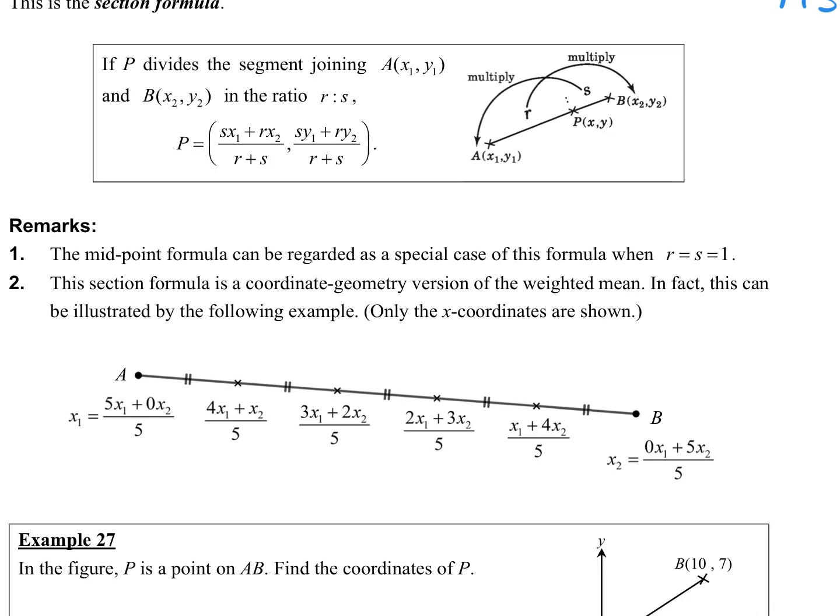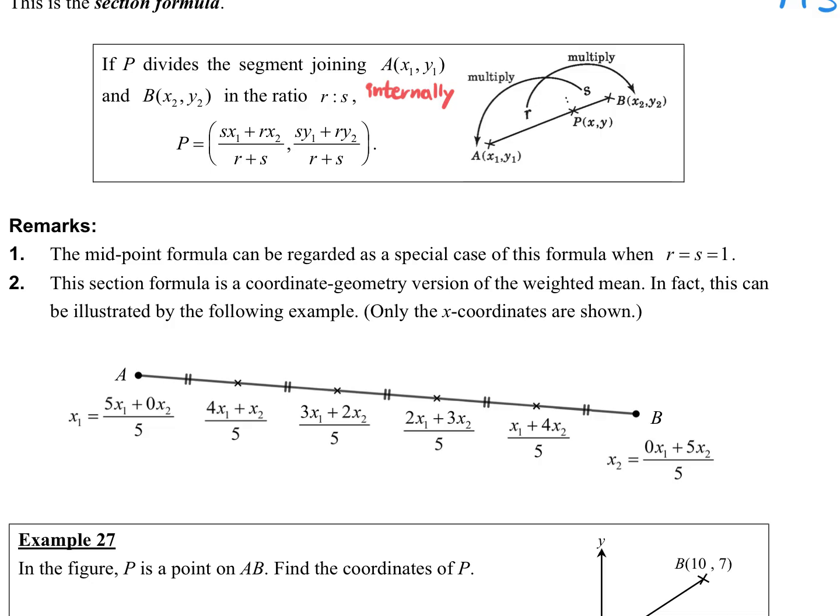So in our formula, if P divides the segment joining A and B internally in the ratio R to S, please add the word internally. So it means P is within AB. Then we have the section formula, where the x coordinate of P is the average of the coordinates, but A is multiplied to S, whereas B is multiplied to R. So these two arrows help you to remember which ratio to multiply to which point coordinate.